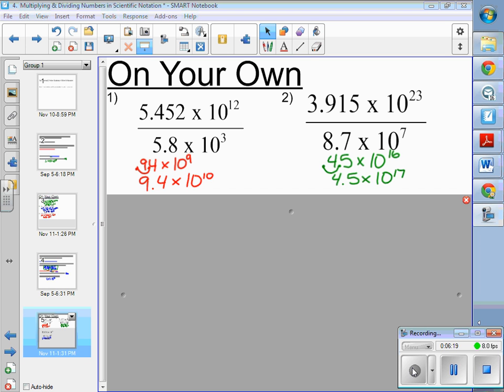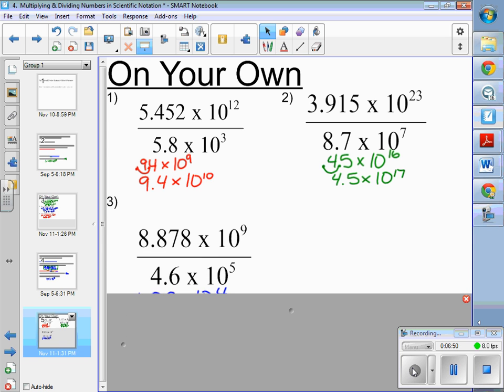At number 2, we've got 3 and 915 thousandths divided by 8 and 7 tenths. And we get 45 hundredths. And 10 to the 23rd divided by 10 to the 7th. And we get 10 to the 16th. And then we've got to put that into scientific notation. We get 4 and 5 tenths times 10 to the 17th.